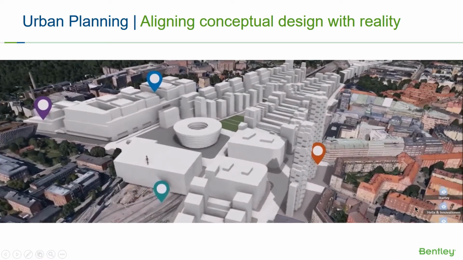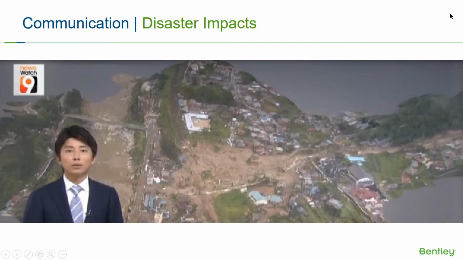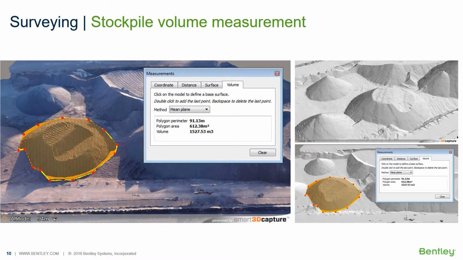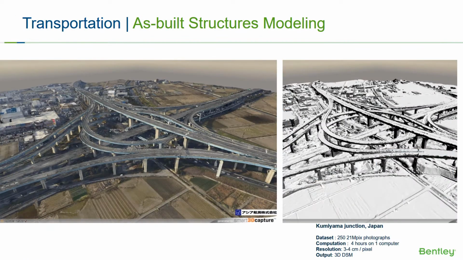All right. In terms of the building context as well, you have the ability to also use these ContextCapture tools to help you with urban planning, disaster recovery and impact, as well as keeping track of construction sites, all through use of drones and photographs. Just to give you a quick idea, here's a large interchange in Japan. This was 250 21 megapixel photographs at 3 to 4 centimeters resolution per pixel, and it took about 4 hours on one computer.